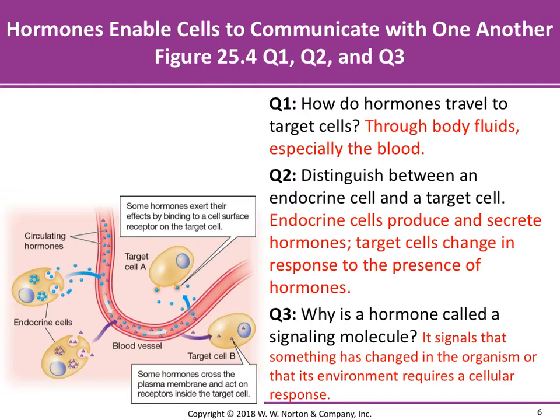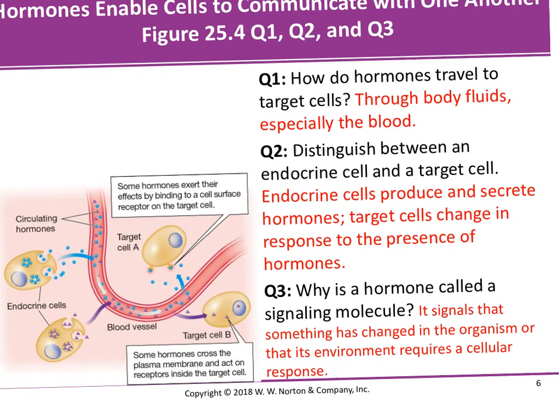So endocrine cells produce and secrete hormones. Target cells change in response to those hormones. Why is the hormone a signaling molecule? It signals that something has changed in the organism or the environment that requires a cellular response, usually a chemical cellular response.